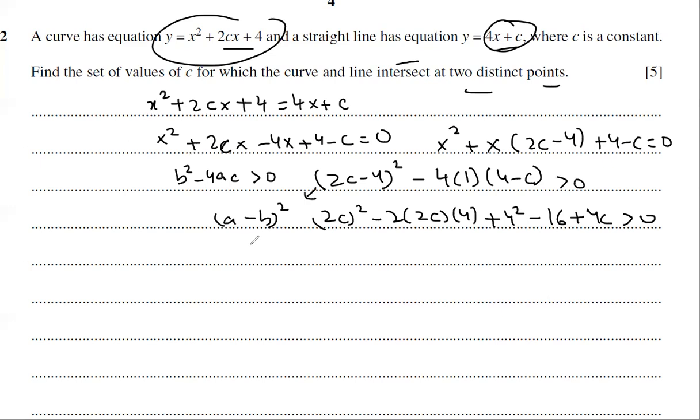Final answer: 4c square minus 16c plus 16 minus 16 plus 4c. So we are left with 4c square. Sorry, this is minus 12.